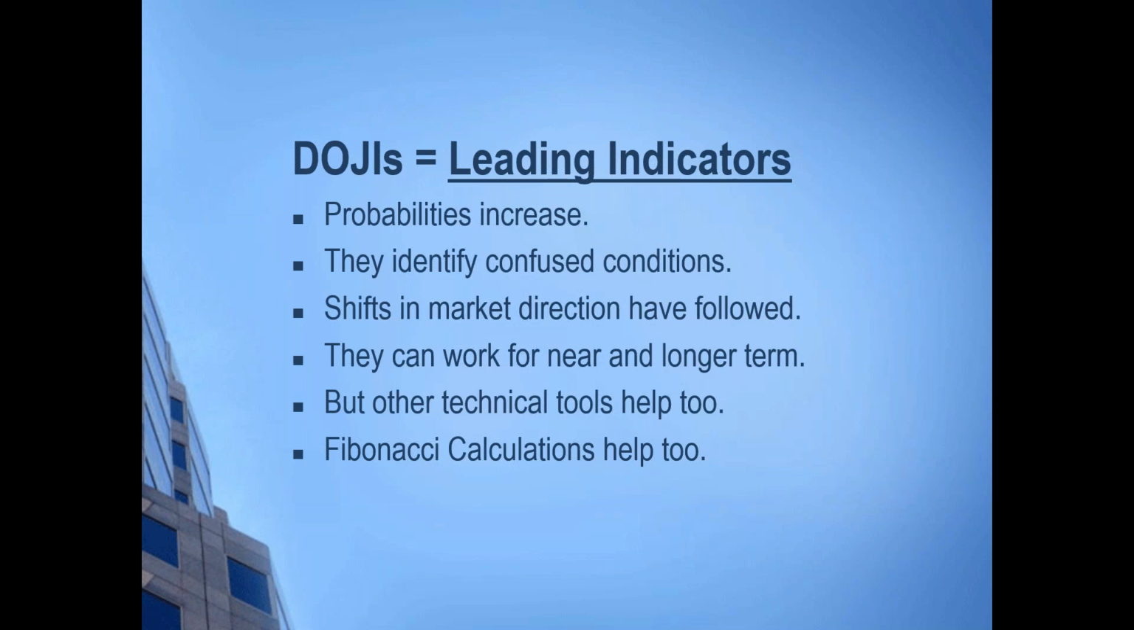the market, as they identify the increased probability that the market itself will make a turn, or that the ETF we're talking about or the stock that we're talking about will make a turn from either higher to lower or vice versa. And that's because they identified confused conditions, and in confused conditions, those shifts are more likely to happen. You could say that sentiment is vulnerable in those types of conditions. And recently, shifts in market direction have followed. So the dojis have been working.